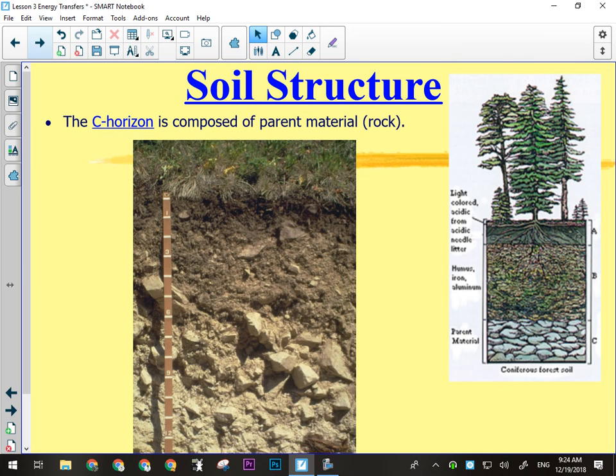Right, and then lastly, we got the C horizon. You can see the C horizon's lots of broken rock, and that broken rock becomes more and more solid the further down you go until you're actually on the bedrock itself. Why do we call it parent material? It's where the soil comes from. Just like you came from your parents, the soil comes from the bedrock, so it's the parent material of the soil.